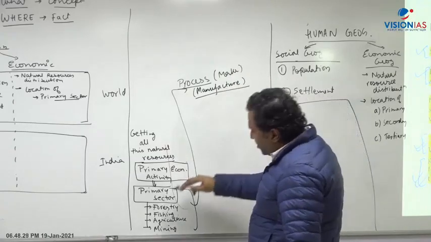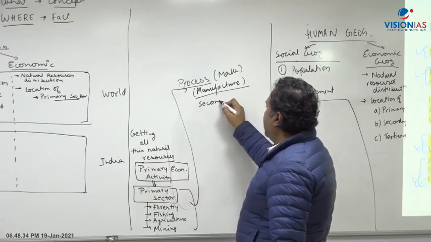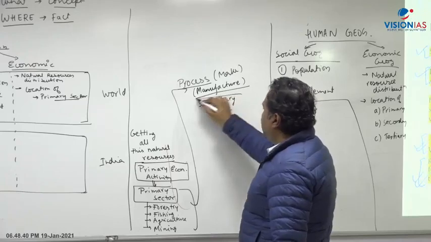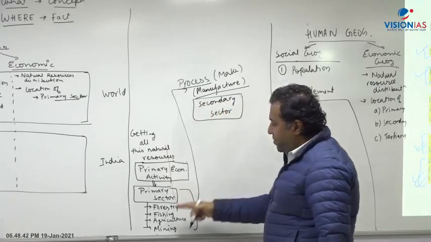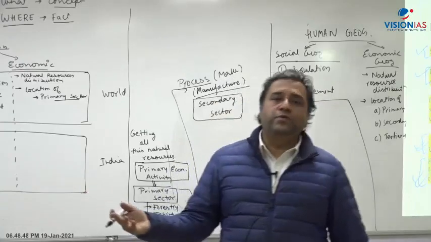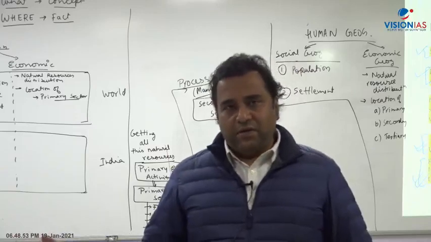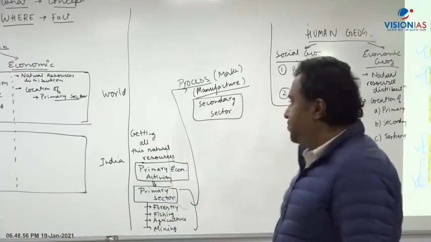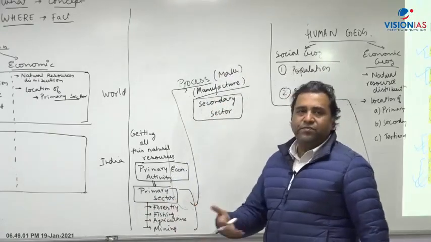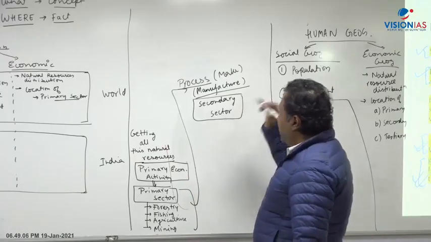And then when you manufacture something out of this, you call this the secondary sector or activity. So primary is collecting, processing is secondary. When you make something out of wood, out of fish, out of all this, this is your manufacture. You are making something out of it. Iron, steel, copper, silicon, right? So secondary sector. This is manufacturing.